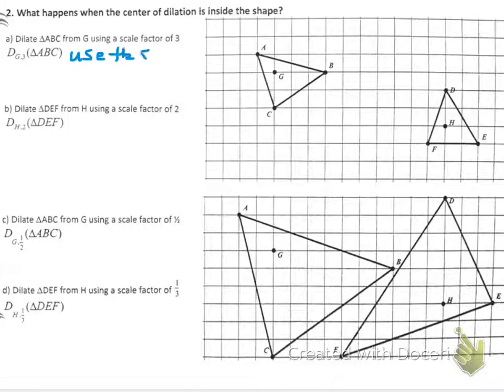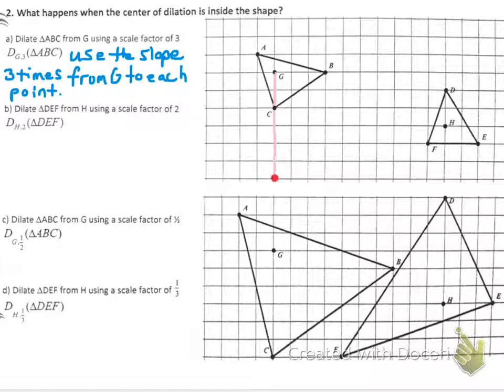Now over here we're on example 2. I am showing you example A again. This time it's a scale factor of 3, so I'm going to use the slope 3 times from G, because G is the center of dilation, to each one of my points on the figure. And I'm talking about triangle ABC here. So you can see what I've done from G through C. G goes to C, it goes down 2, so go down 2 again, and then go down 2 again. There's your 3 times. And then we're going to go from G to B. So if G to B goes right 3, then go right 3 again, and then go right 3 again. So there's your 3 times.